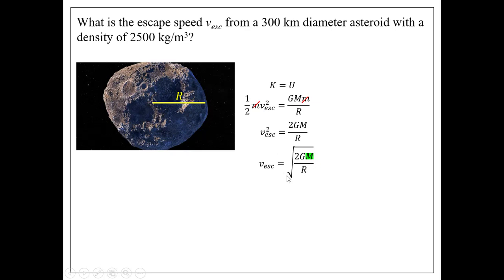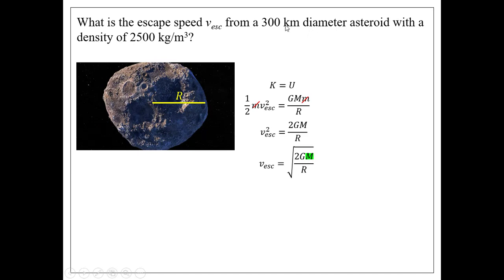So V escape is just the radical of the gravitational constant times the mass of the asteroid, divided by the radius of the asteroid. But here I know what G is. G is simply 6.67 times 10 to the negative 11. And then R is given, really it is just half of the diameter.